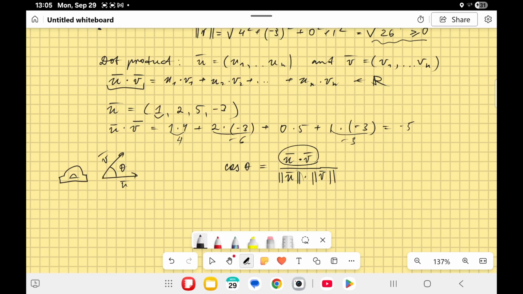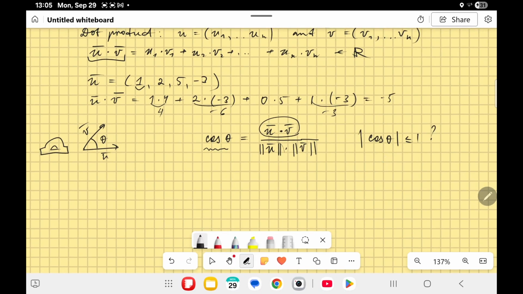How do I know that this dot product divided by norms is going to satisfy the conditions on cosine? We remember that cosine by absolute value is less than or equal to 1, right? Is it going to be? To satisfy these cosine conditions, we covered in section 3.2 the Cauchy-Schwarz inequality.